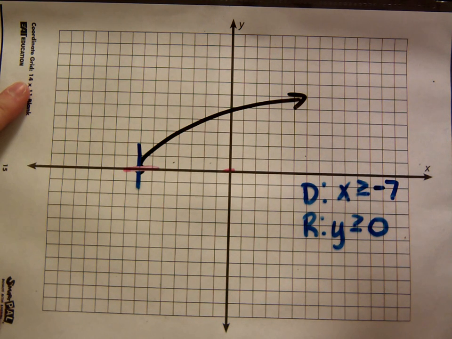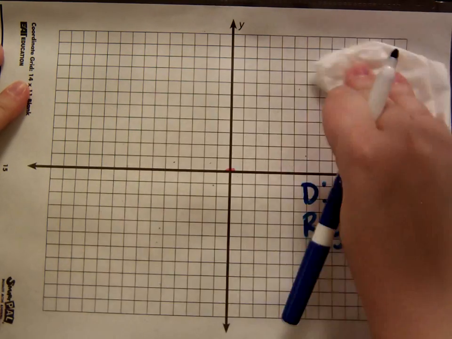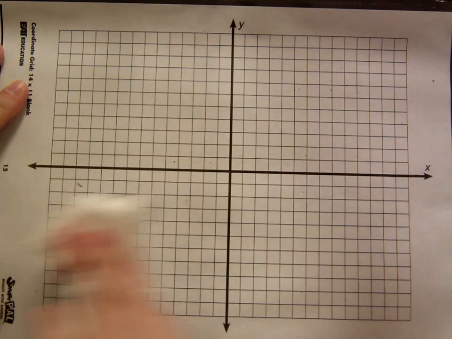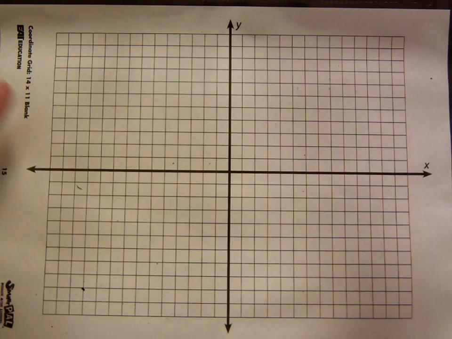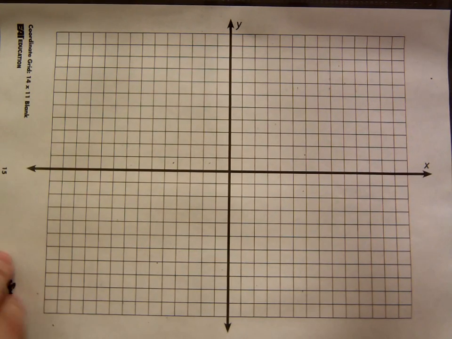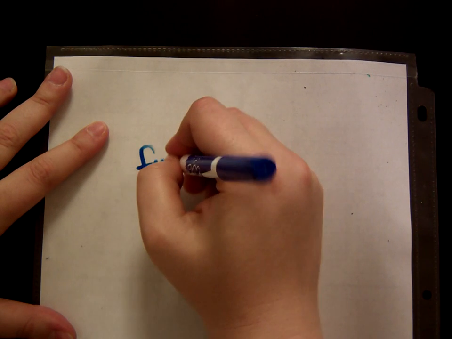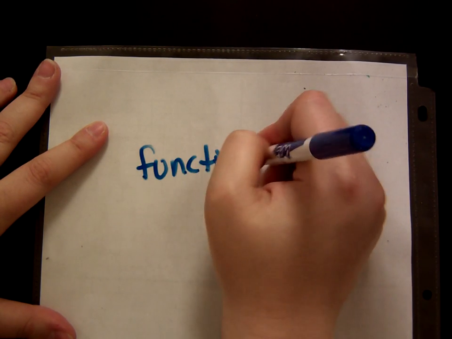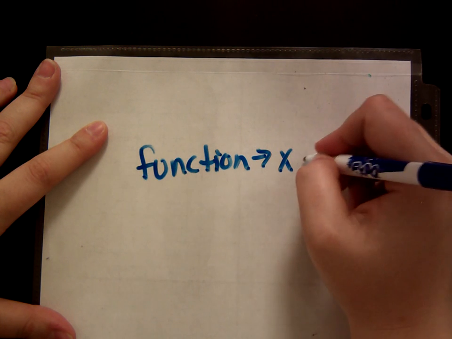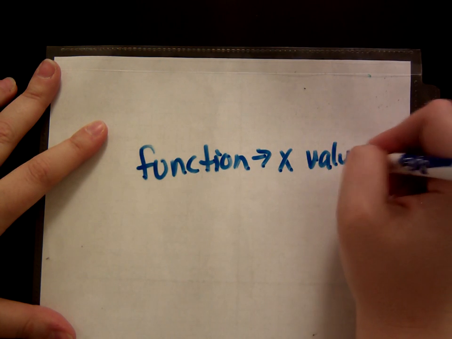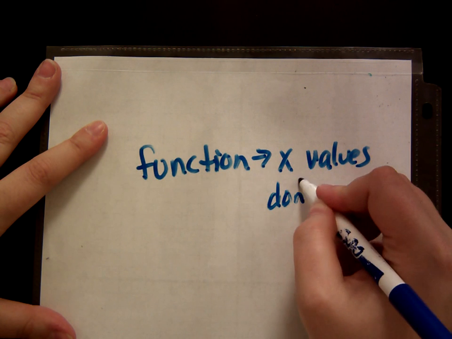So we've talked about relations and how to find domain and range of different relations, done a few examples. But some types of relations are actually functions. Now a function is any relation where the x's don't repeat. So in a function, x values don't repeat.